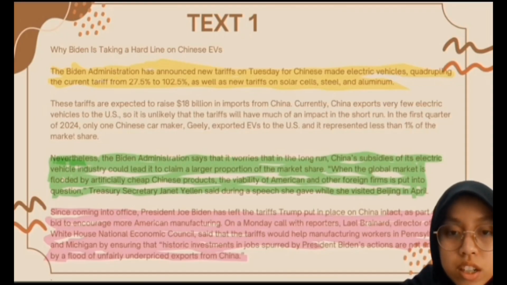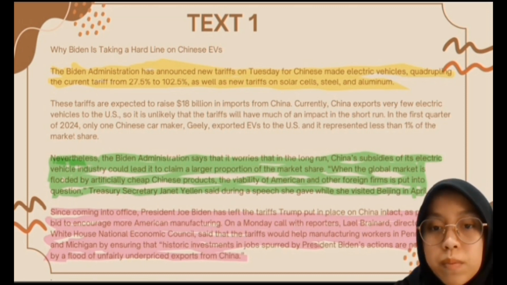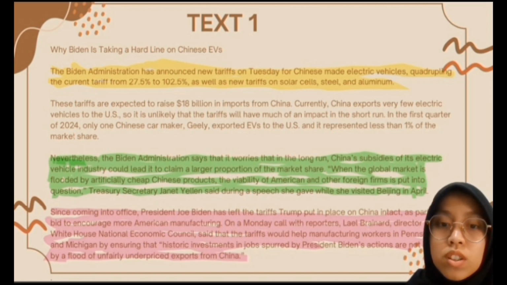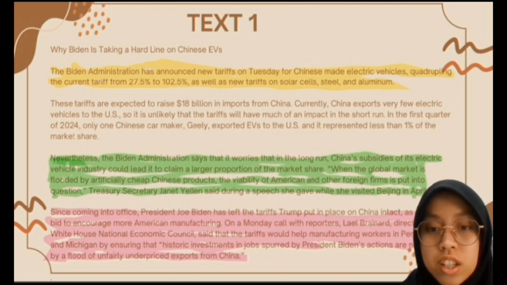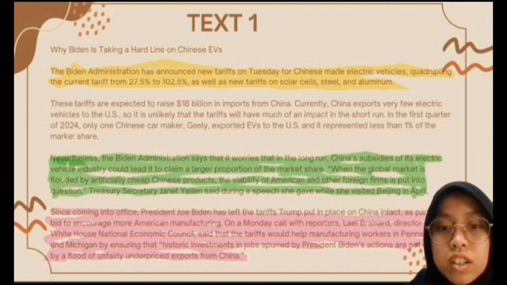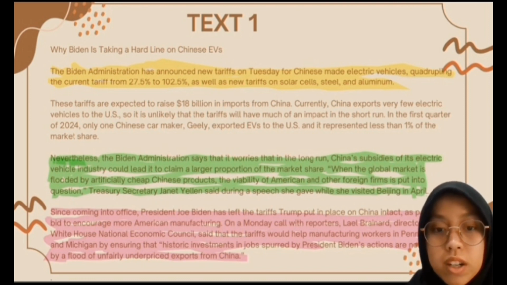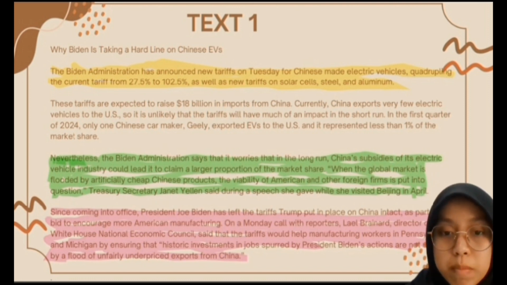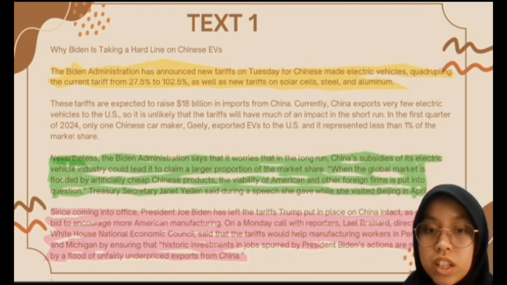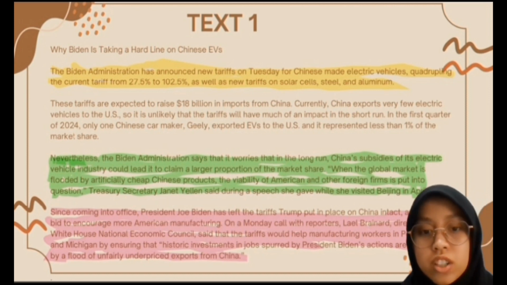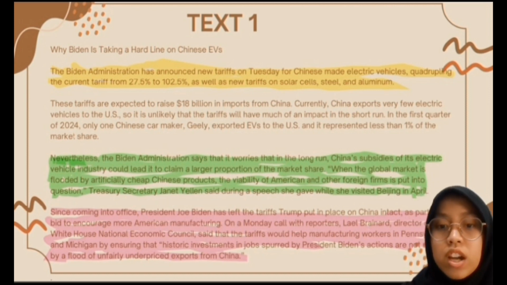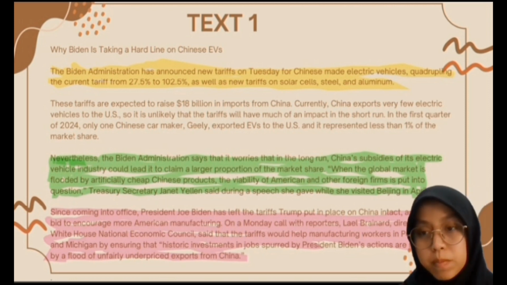For this answer, we can see the green color. Nevertheless, the Biden administration said that it's worried that in the long run, China's subsidy of its electric vehicle industry could lead it to claim a larger proportion of the market share. When the global market is flooded by artificially cheap Chinese products, the viability of American and other foreign firms is put into question, Treasury Secretary Janet Yellen said during a speech she gave while she visited Beijing in April.